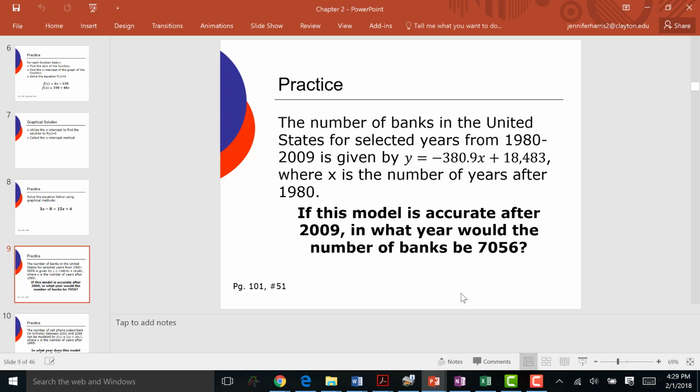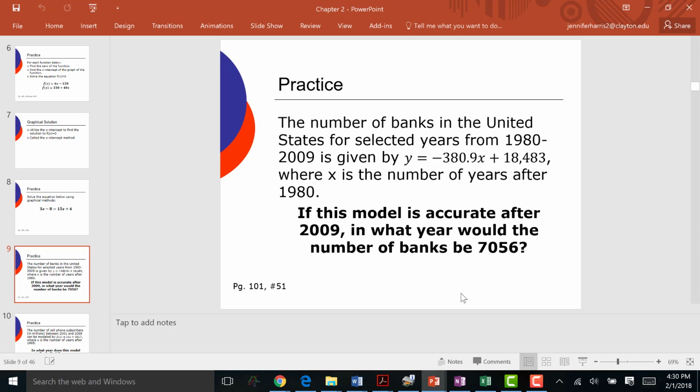Okay. Now I need you to tell me, did we answer the question? Say no. What did the question say? It wants me to find in what year the number of banks would be that. What did you just find? You're almost there. You just found X, and what's the meaning of X? What did we define X as? The number of years. Let me pull the board down so y'all can see it. We said X is the number of years after when? 1980. So this isn't the final answer. This is just the number of years after 1980.